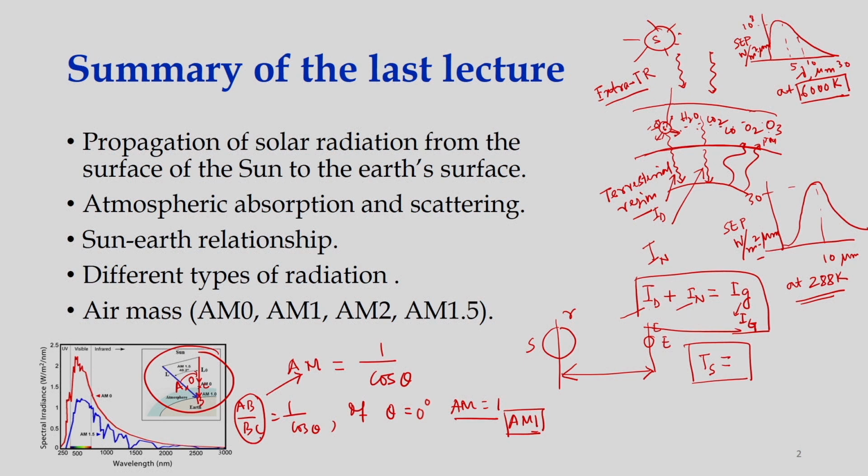Of course, we need to consider the radiation. So, at what radiations normally this is tested? This is normally tested at 1000 watt per meter square, but air mass 1.5 needs to be maintained for standardizing these solar devices.